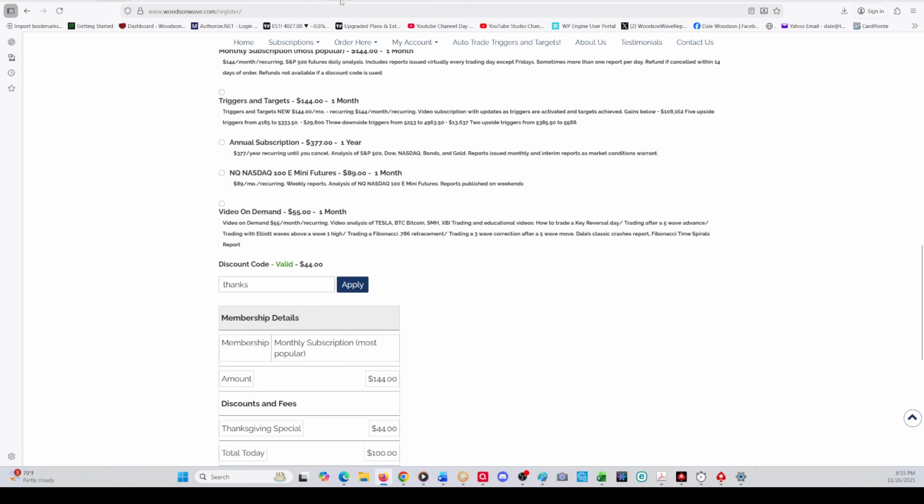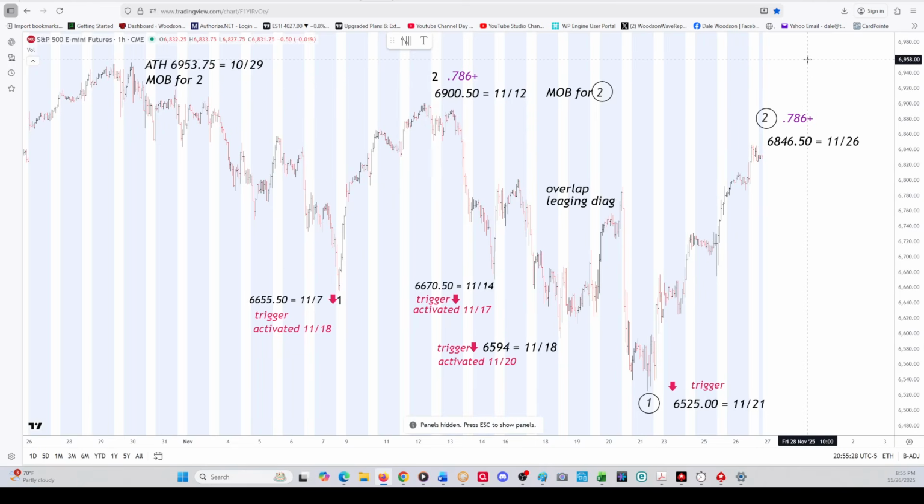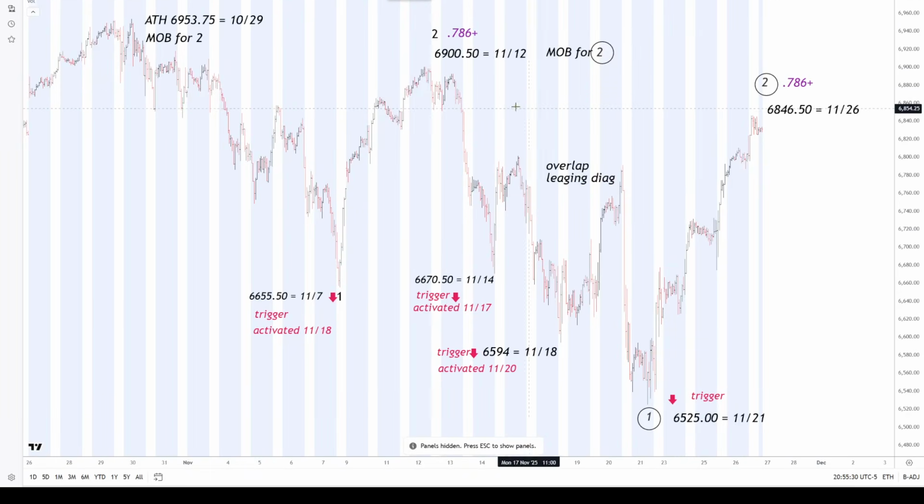Alright, without further ado, let me get to the ES. Didn't want to forget the hourly chart. Okay, let me make that all one screen.